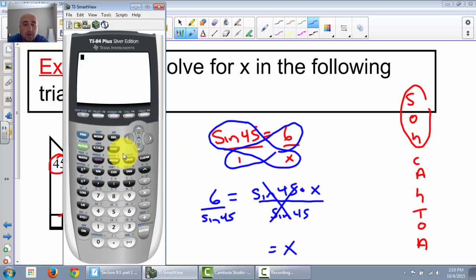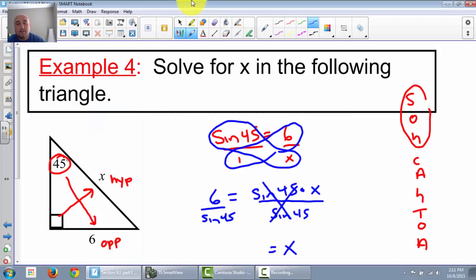So basically we just go to our calculator. 6 divided by sine of 45 degrees. And then once you're done with that, hit enter, and you get 8.49. Remember, round correctly, 8.49. So our hypotenuse is 8.49. Hopefully that makes some sense. Always round to at least 2 decimal places. If you want to go 3, that's fine, but 2 for sure.